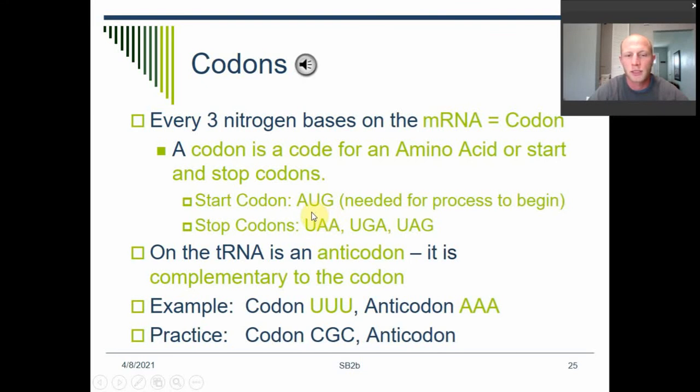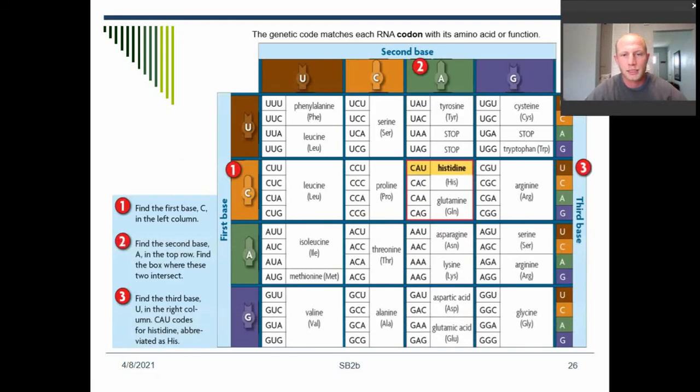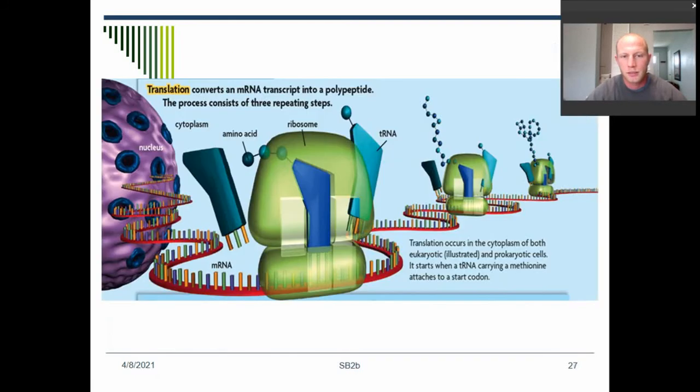So actually, what the anticodon would look like for this stop codon would be AUU. The anticodon for this would be ACU. The one for this, remember it's just the opposite, would be adenine, uracil, cytosine for this one. Okay, and so let's take a look into what all this means.